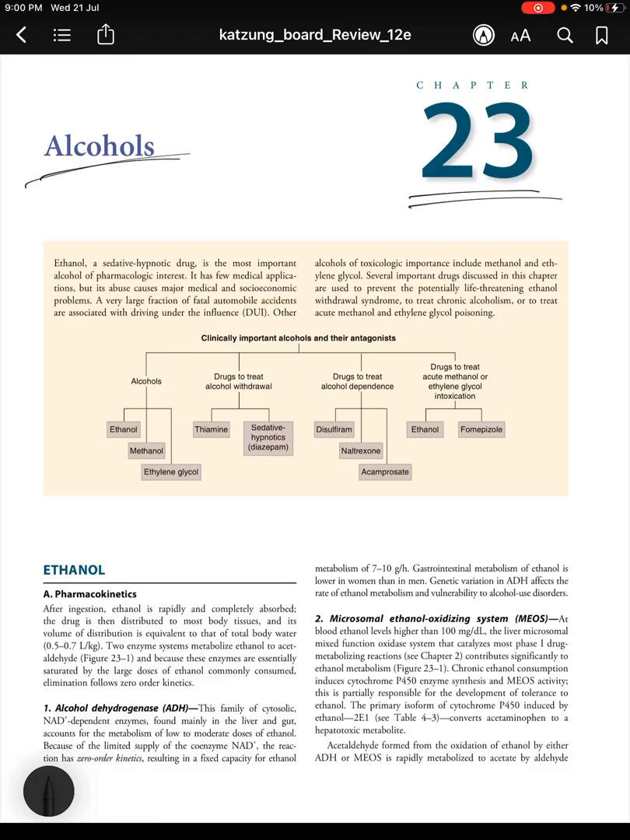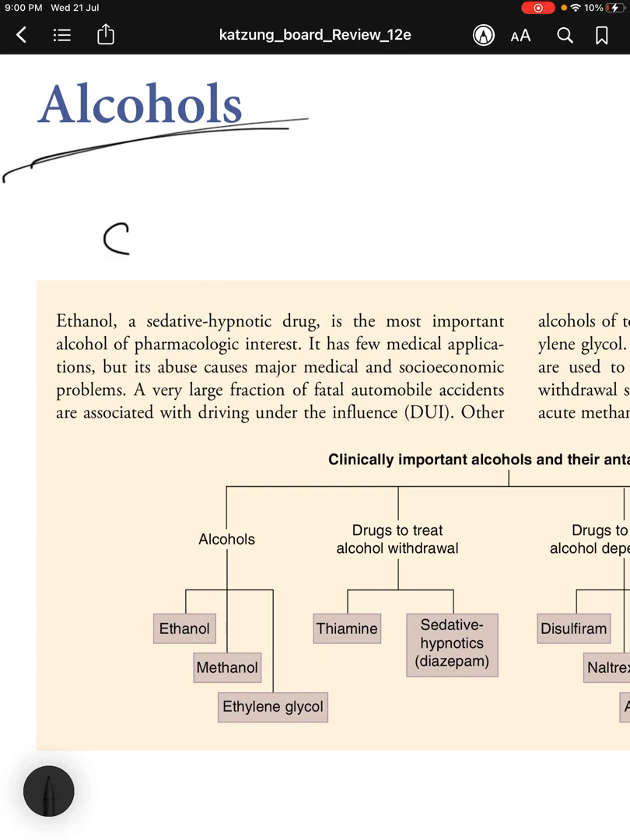Chapter 23, it's all about alcohols. So, ethanol, which is C2H5OH, is a sedative hypnotic drug and it is the most important alcohol of pharmacological interest. It has a few medical applications, but its abuse causes major medical and socio-economic problems.